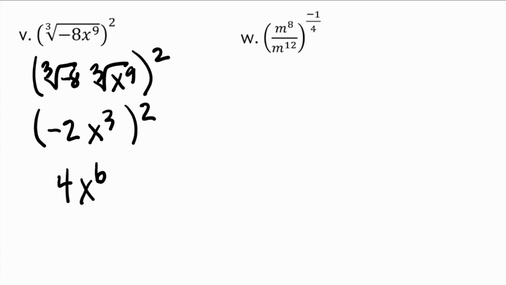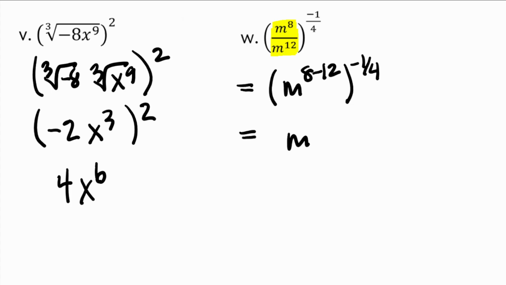I'm taking this whole thing to the negative 1/4 power, but maybe I should simplify on the inside first, because I'm seeing, like m to the 8 over m to the 12. And I know that's something I can work with, right? I can say that's m to the 8 minus 12. Still taking that to the negative 1/4 power. Yeah, I like where this is going, because then I'm going to say that this is m to the negative 4 to the negative 1/4 power. We're going to multiply those exponents, so negative 4 times negative 1/4 is going to be positive 1. So it's just m to the first.